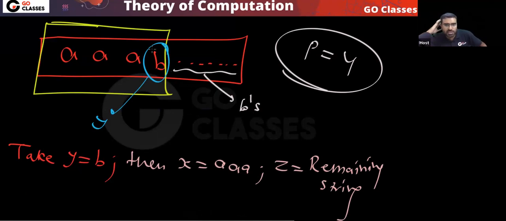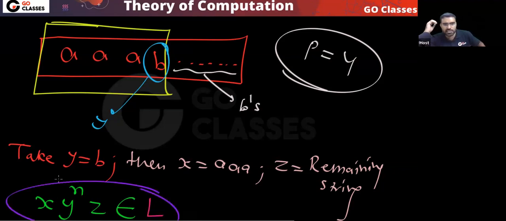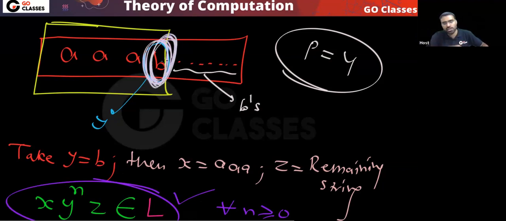Can you notice, can I repeat this y any number of times? Is there a guarantee that the result will belong to L? Yes, for all n greater than or equal to 0. You can repeat this symbol any number of times, and the resulting string will belong to L. There is a guarantee. So I can say p equal to 4 is working.